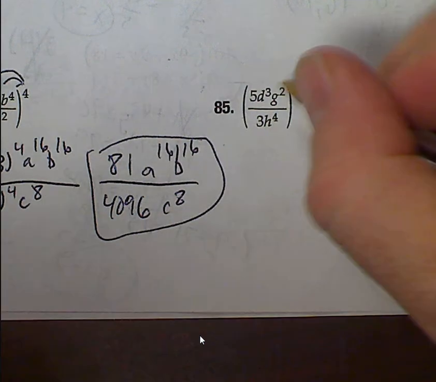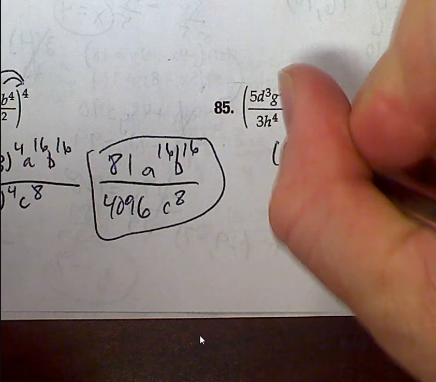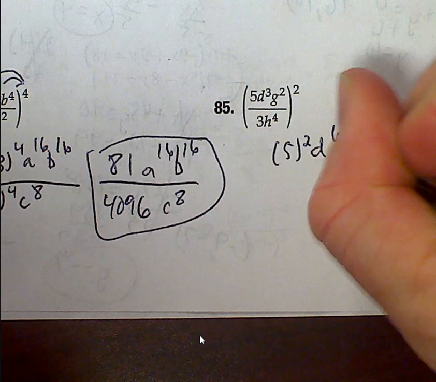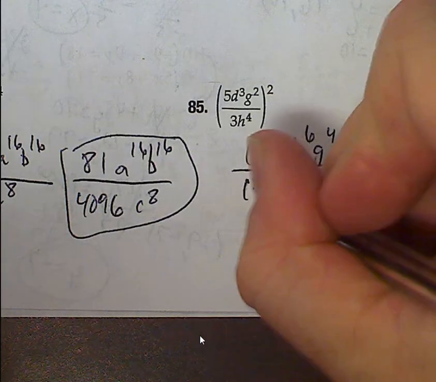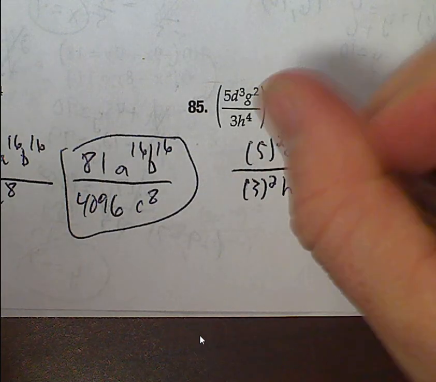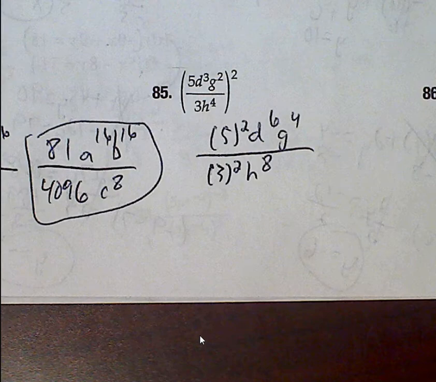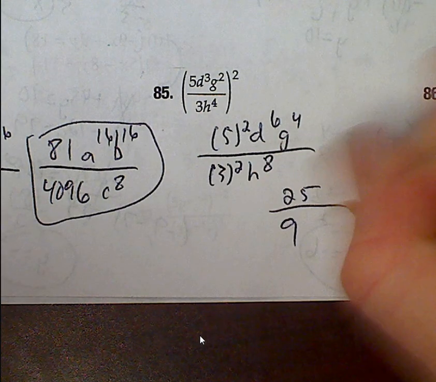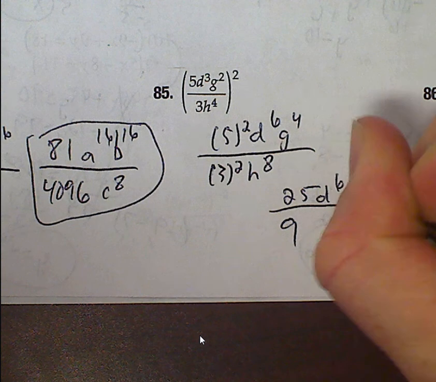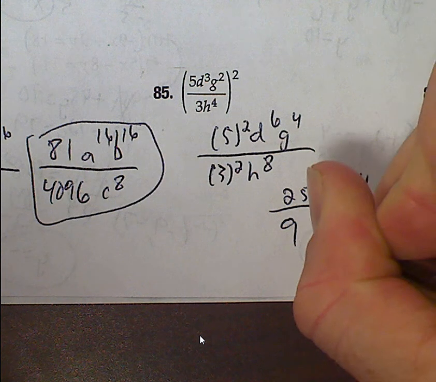Next problem. 5 squared, d to the 6, g to the 4, over 3 squared, h to the 8. 5 squared is 25, 3 squared is 9. Everything else remains the same.